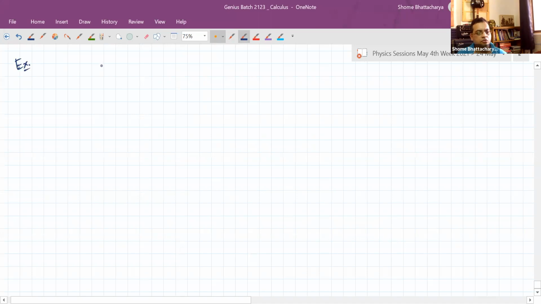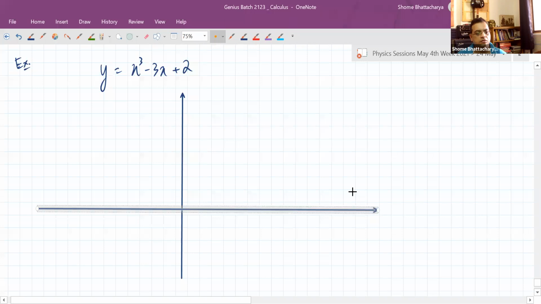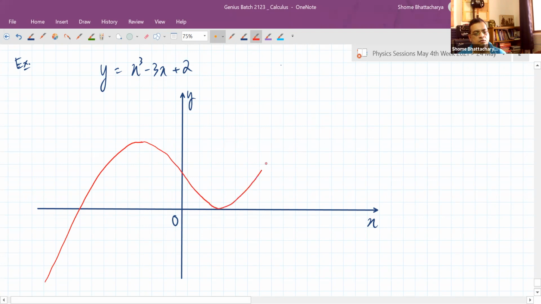Now recall that earlier example I had taken: y is equal to x cube minus 3x plus 2. We had drawn a rough graph of this, and from that we had seen that the shape of the graph was something like this. Because if the function was x cube minus 3x plus 2, the derivative of the function was 3x square minus 3, and the second derivative of the function became 6x.